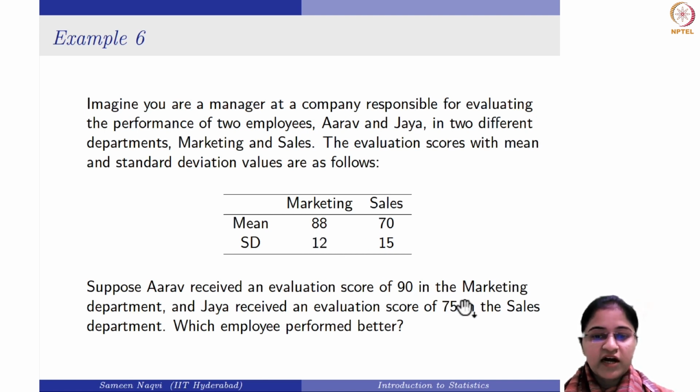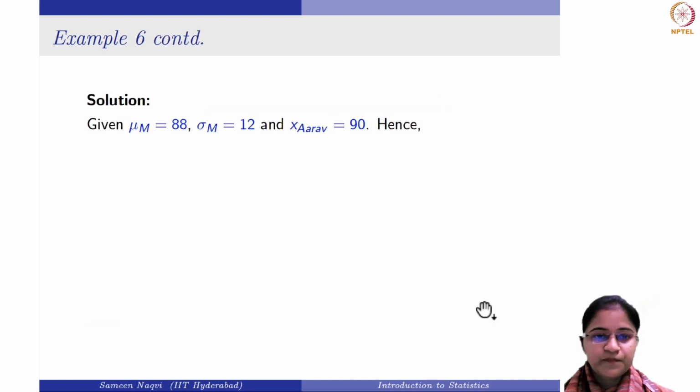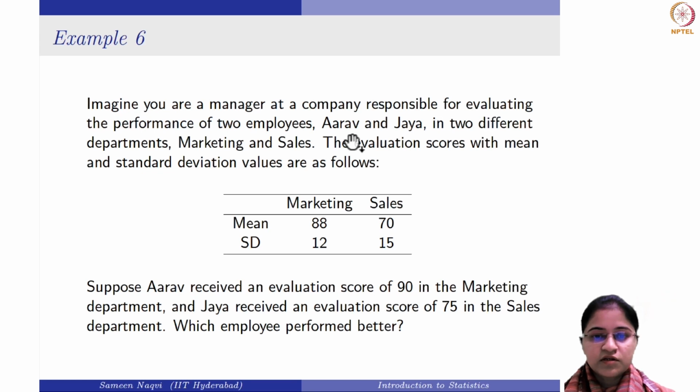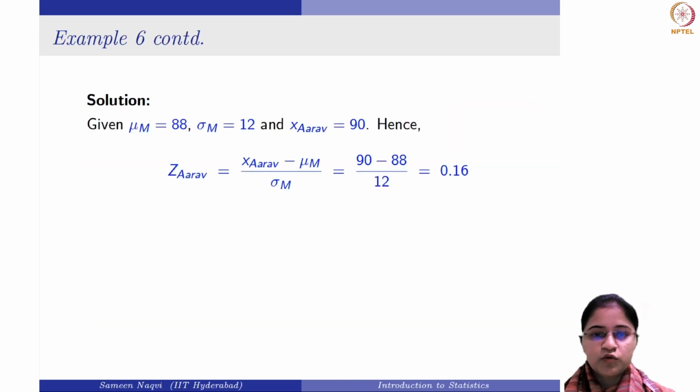Whereas if you look at the sales department, x is 75, mean is 70, and sigma is 15. So let us see what the values are. For the marketing department, the mean is 88 and sigma is 12, and Arav has scored 90. So if you calculate the z-score, 90 minus 88 divided by 12 comes out as 0.16.